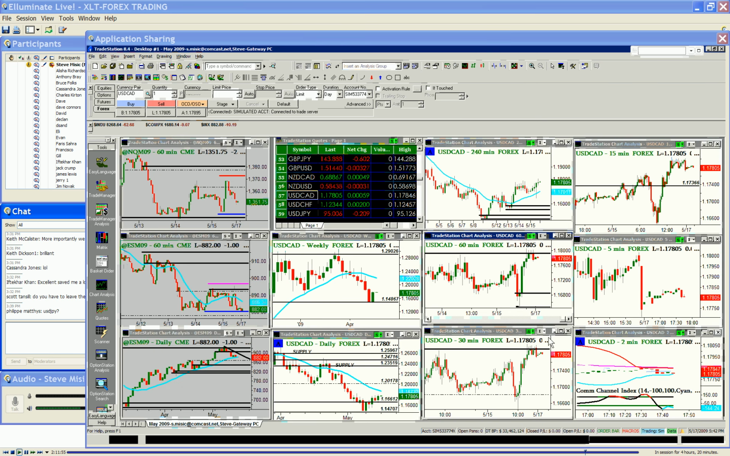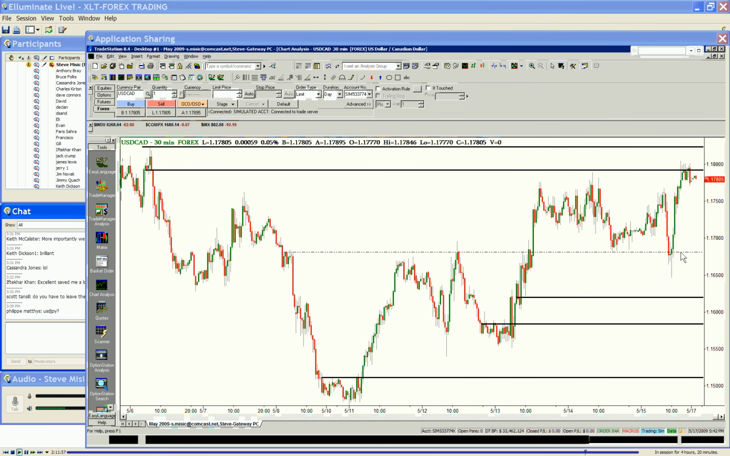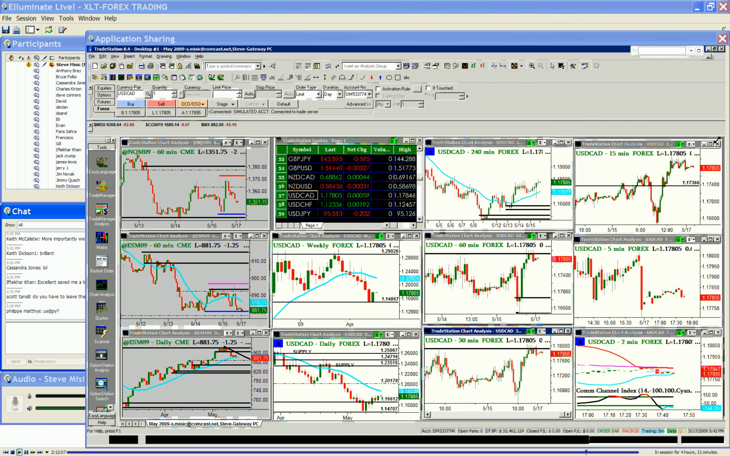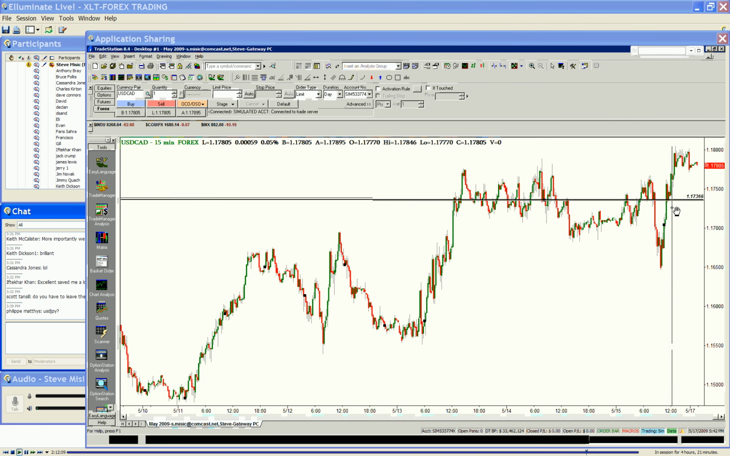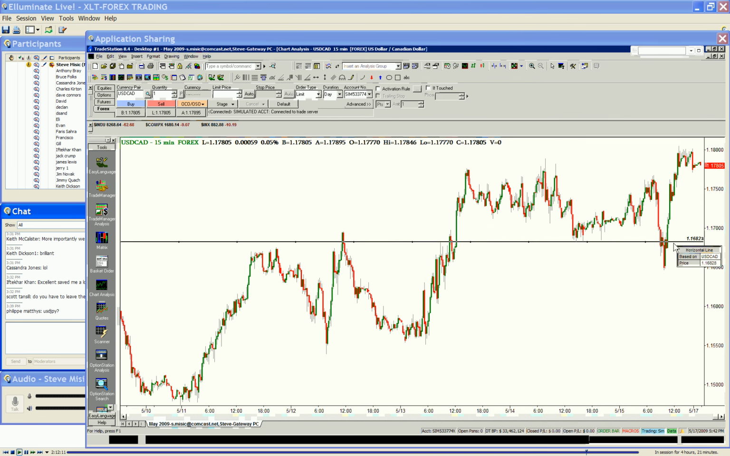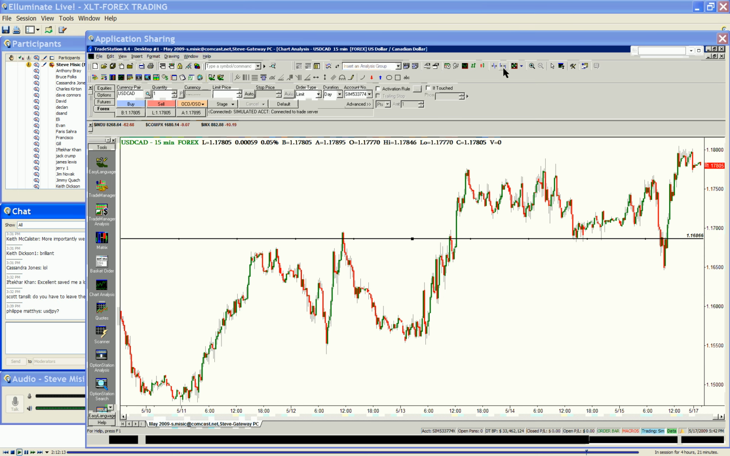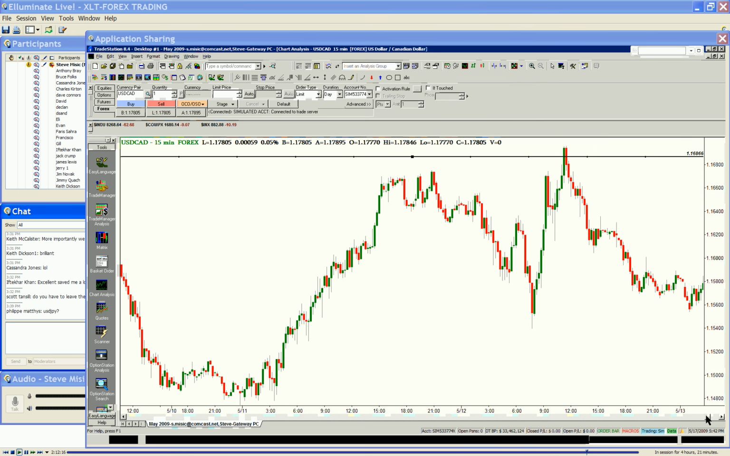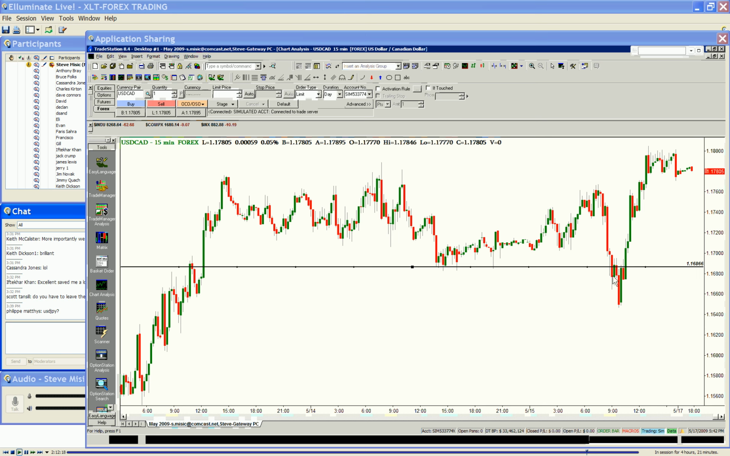And I would probably go something smaller, just to see if I could eliminate that pivot a little bit. This is the 30-minute. Look at the origin. I want to find the origin of this big move here. So the 30-minute doesn't do it for me. I'll look at the 15. Okay. This is the 15. It's still a big area.